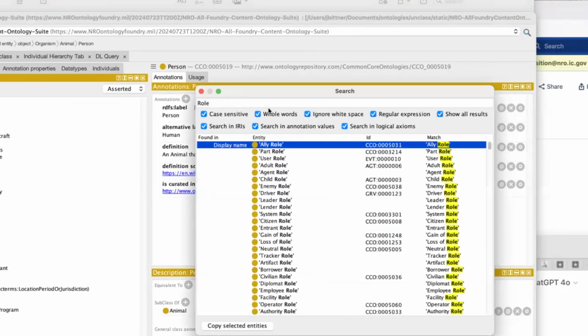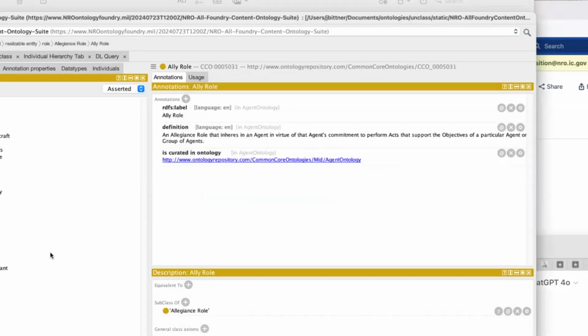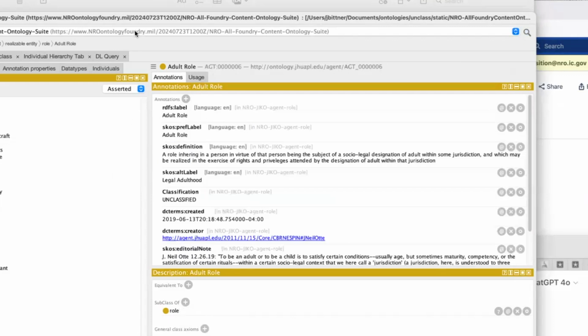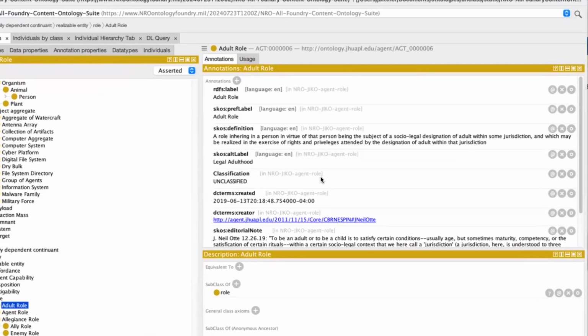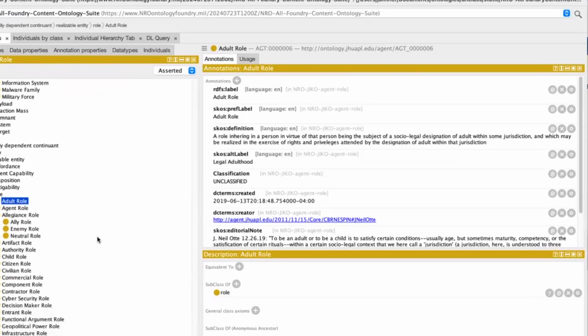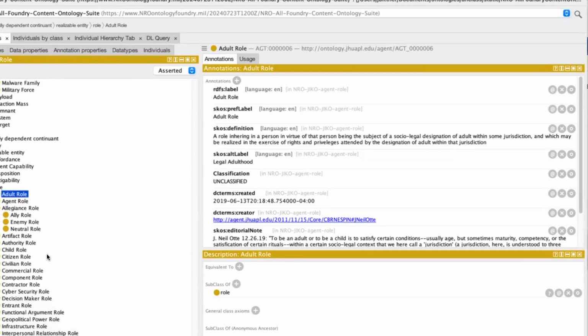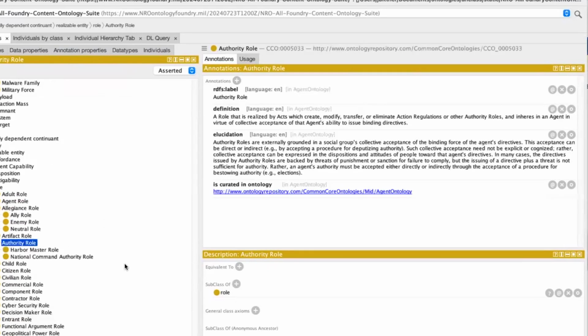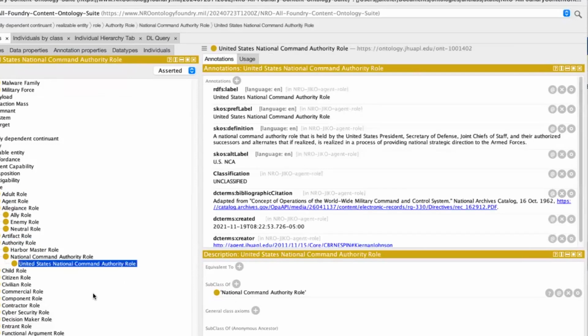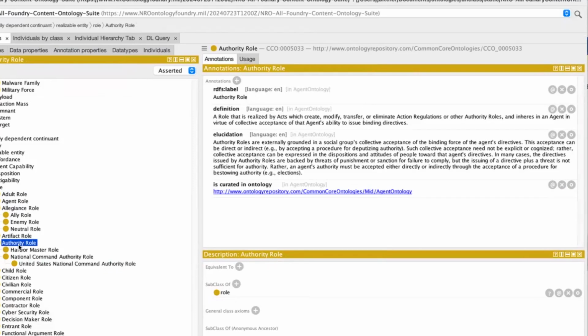So we have role. Let's just go to adult role. Residency role: a role inhering in a person in virtue of that person being the subject of socio-legal designation as an adult. So he is an adult, but we don't care about that. Artifact role, authority role. Yeah, he's a president, definitely. Do we have to go further down than that? They have United States Command, National Command Authority role. I think we can go to authority role.